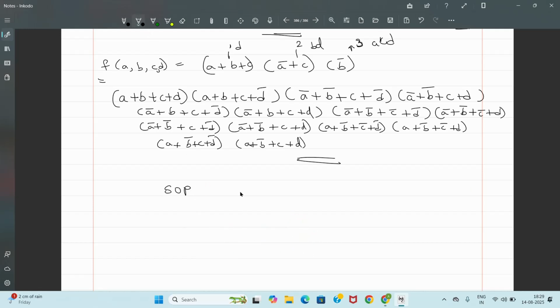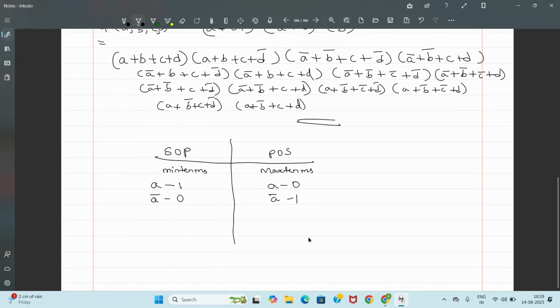This is SOP and this is POS. In SOP, it is sum of products, so you will be having min terms. Here it is max terms. For any variable, it is 1 and its complement will be 0. Exact opposite happens in POS. If they ask you to write it in the equation number form, it is summation small m. For POS, it is pi capital M.